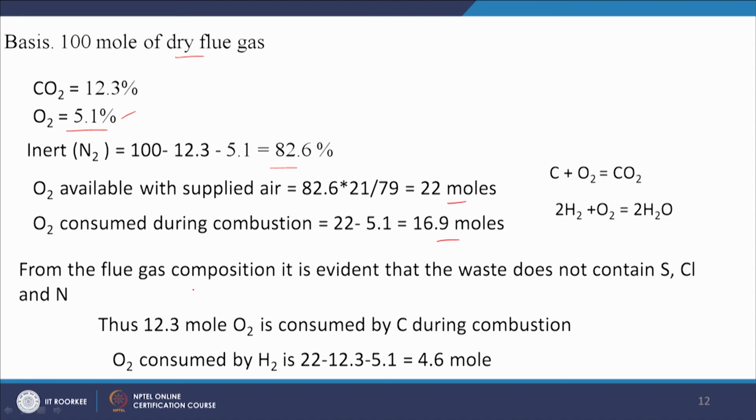From the flue gas composition, it is evident that the waste does not contain sulfur, chloride and nitrogen. Thus, 12.3 moles of O2 are consumed by carbon during combustion, because the flue gas contains 12.3 moles of CO2, and for the production of 1 mole of CO2, 1 mole of oxygen is required. So, 12.3 moles of oxygen are consumed by the same moles of carbon. Oxygen consumed by hydrogen is then 22 minus 12.3 minus 5.1, that is 4.6 moles.